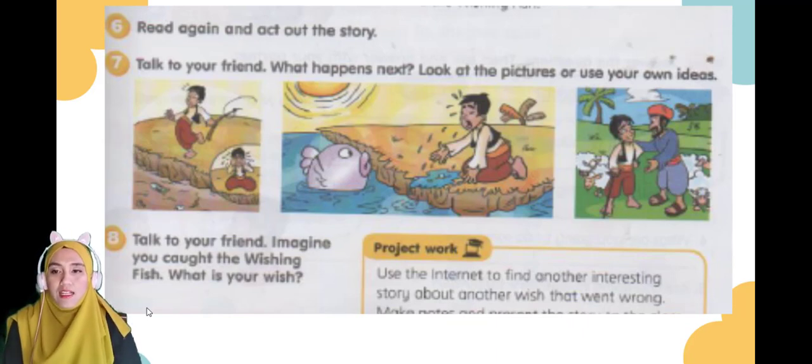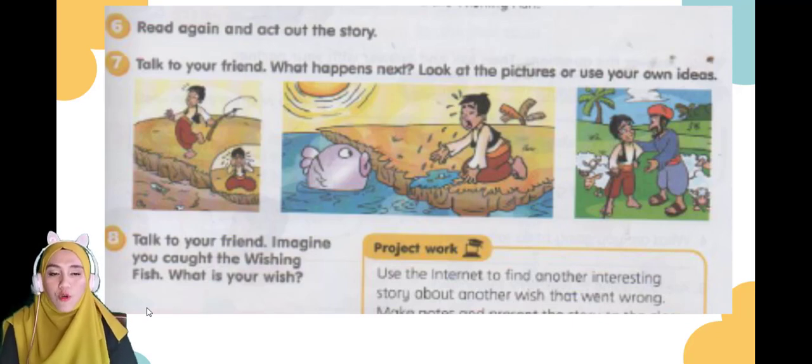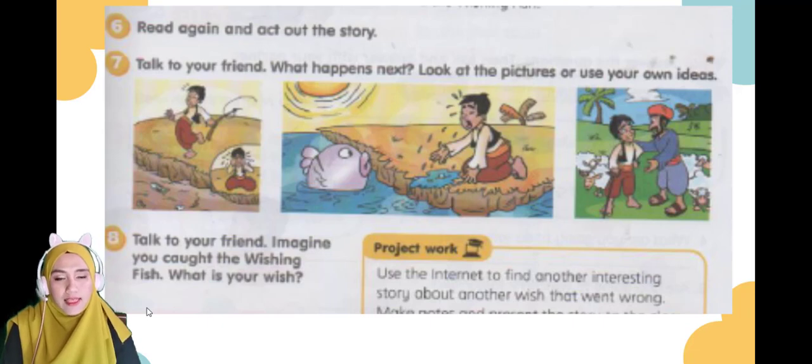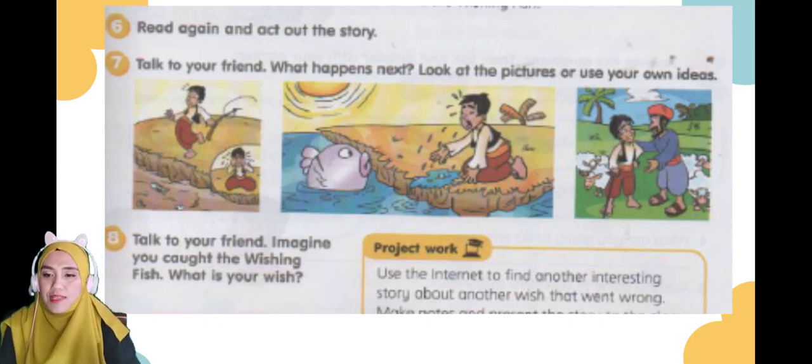Okay, look at number 7. Talk to your friend. What happened next? Look at the picture or use your own idea. Now, let's look at the picture first. This picture. Okay, what can you see in the picture?